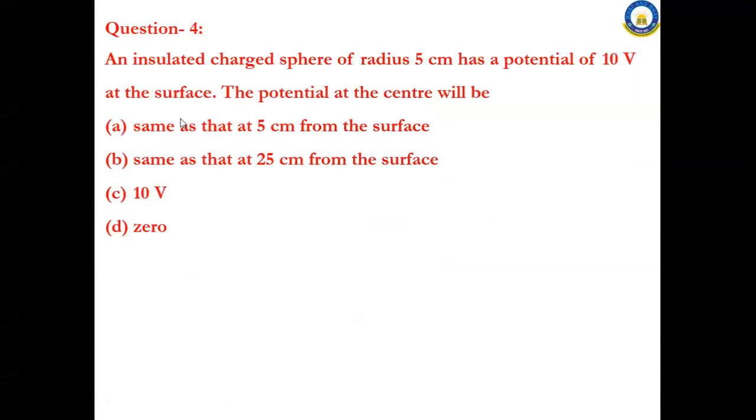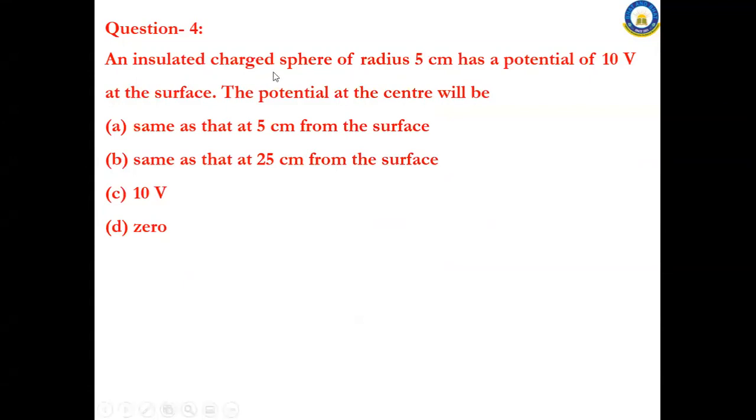Okay, question number 4. So read the question. An insulated charged sphere of radius 5 centimeter has a potential of 10 volts at the surface. So the potential at the center will be.